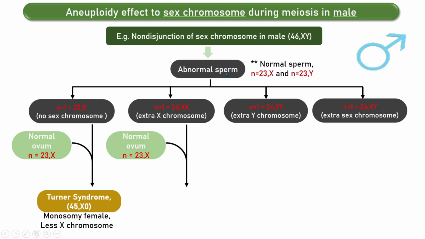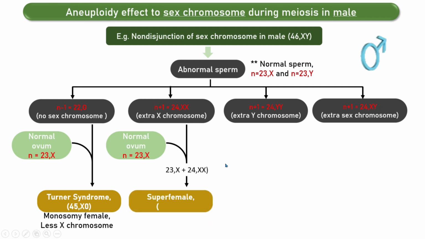If abnormal sperm N+1 with extra X chromosome is fertilized by normal ovum N, it will produce a super female individual, where this is a trisomy female with extra X chromosome in its sex chromosome. So there are 3 copies of X chromosomes and the number of chromosomes is 47 instead of 46.